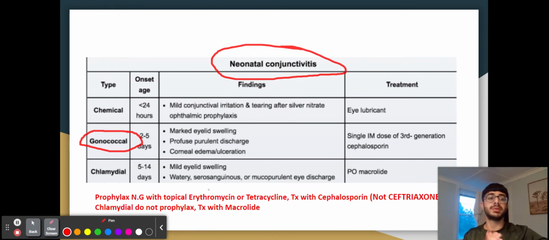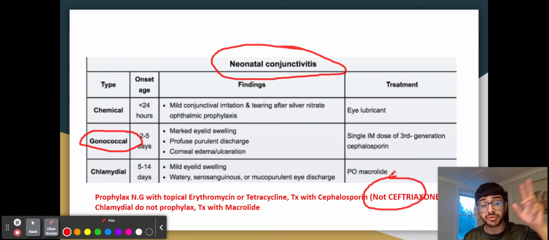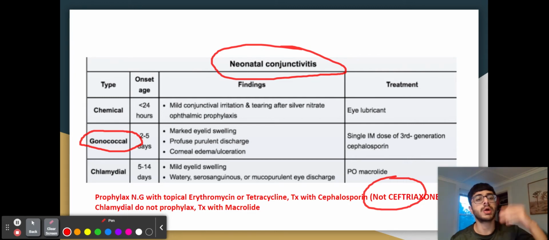Later on, you're going to treat with the cephalosporin, an intramuscular cephalosporin. You're going to give an intramuscular to the kiddo. Remember, don't give ceftriaxone. You're going to give some other third generation cef, but not ceftriaxone. The thing is, ceftriaxone displaces unconjugated bilirubin from albumin, and when you displace the unconjugated bilirubin, it can cause hyperbilirubinemia and can cause kernicterus. Just remember that. For all intents and purposes, you're never going to give ceftriaxone.